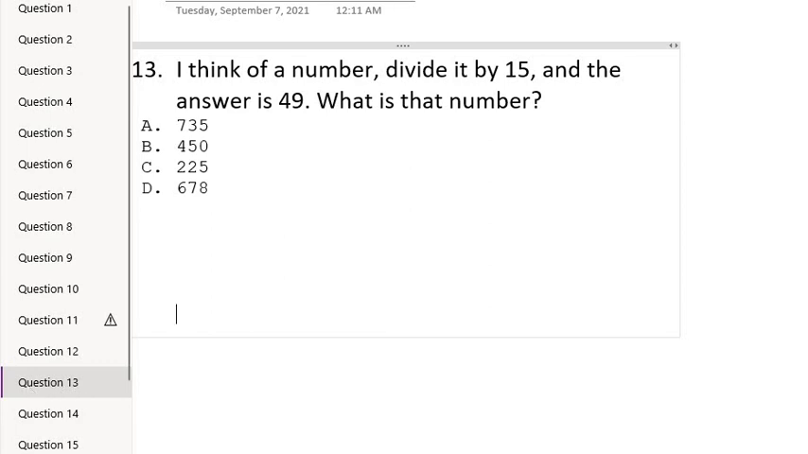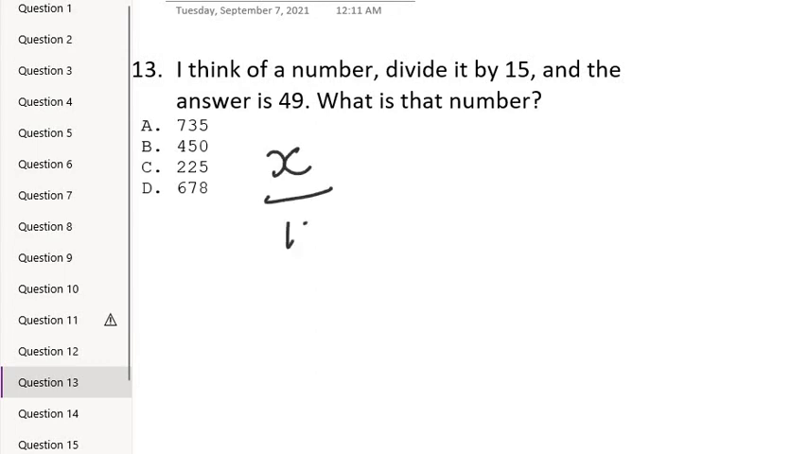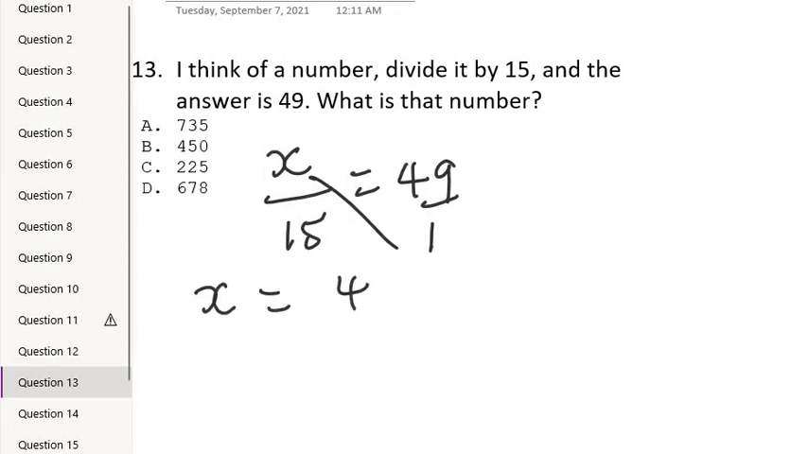I think of a number. The number was not given. Let it be x. Divide it by 15, and the answer equals 49. What is x? Let this be over 1. Cross multiply. x times 1 is x. The number will be 49 times 15.